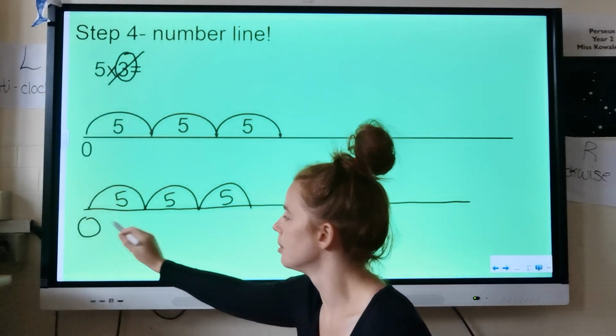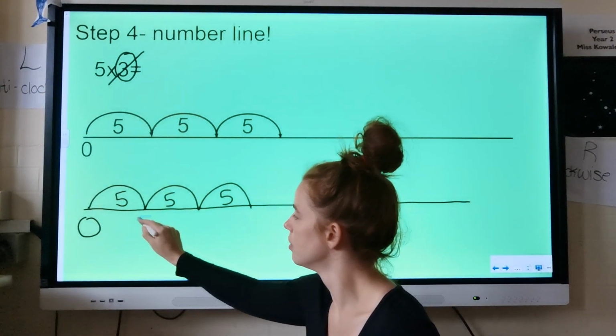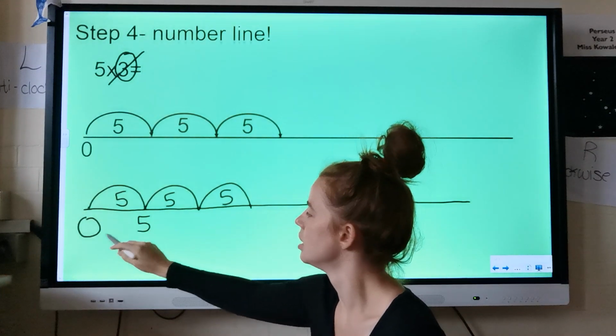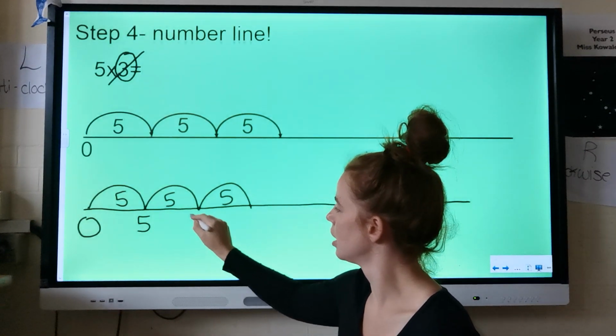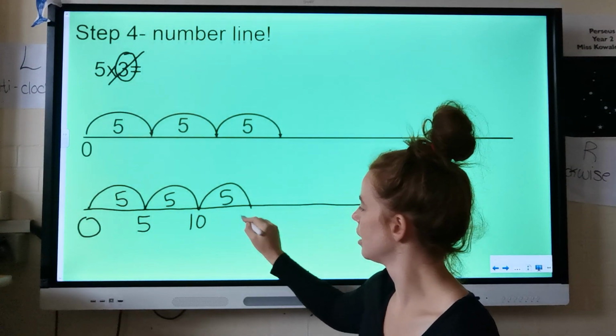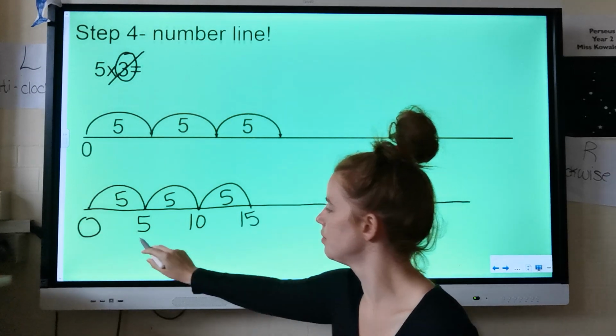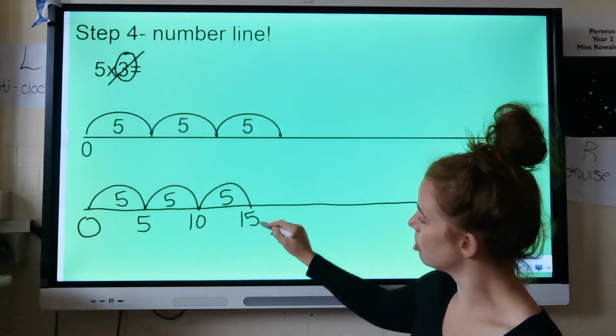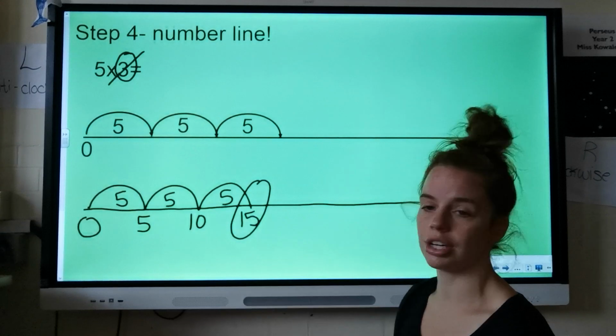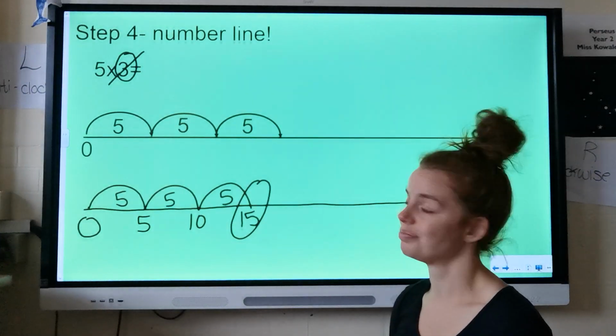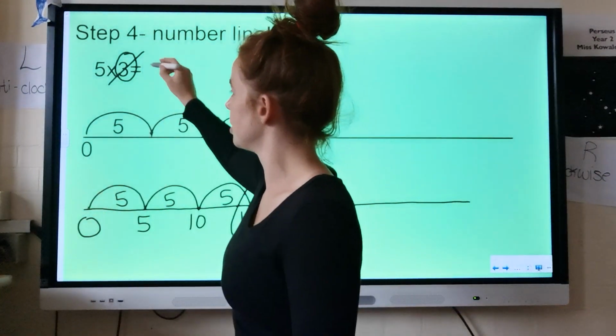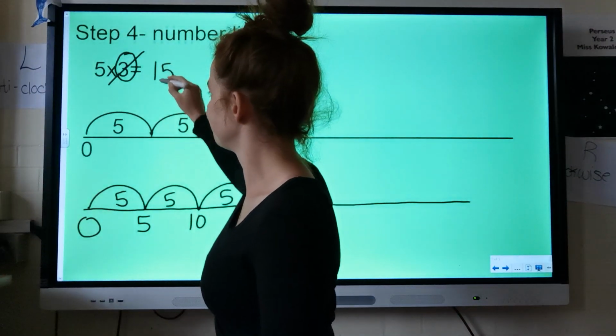So 0, 5, 10, 15. So 5, 10, 15, there's no more jumps. So our answer is then 15. So 5 times 3 equals 15.